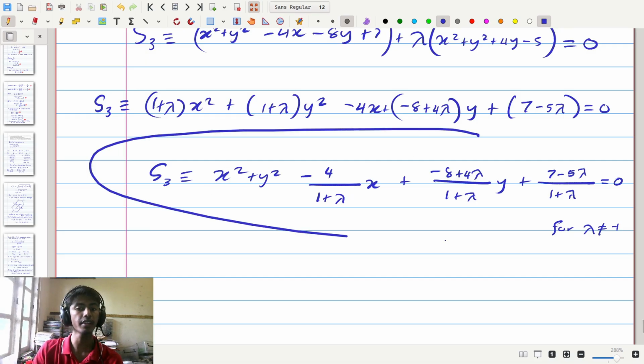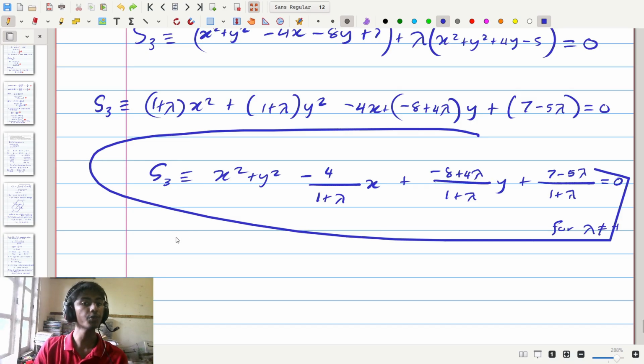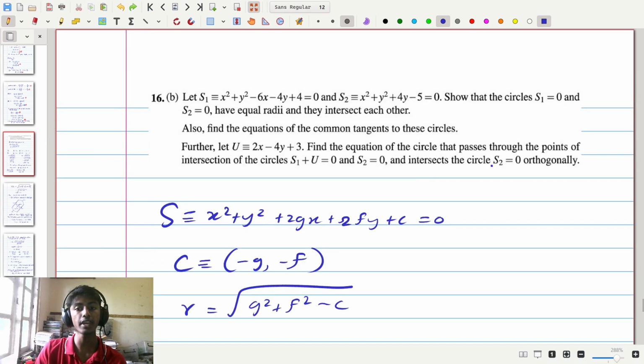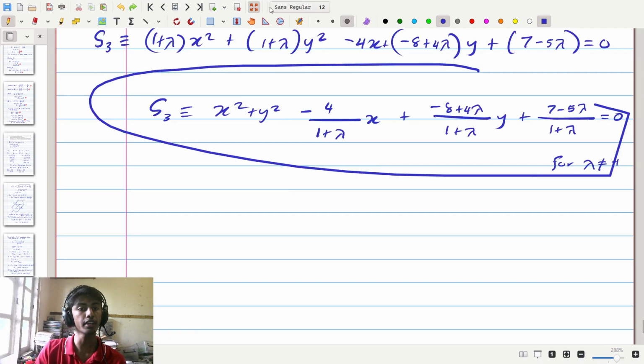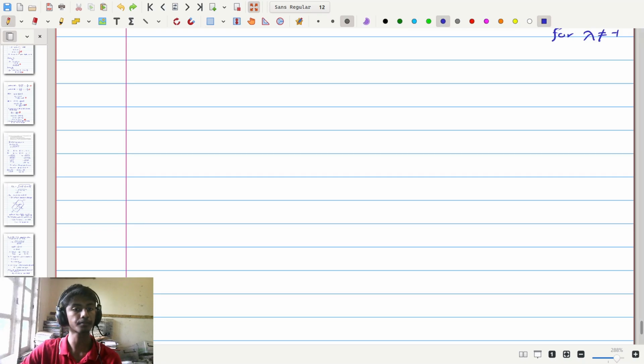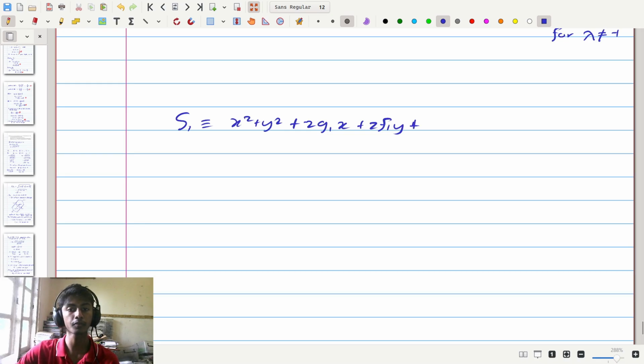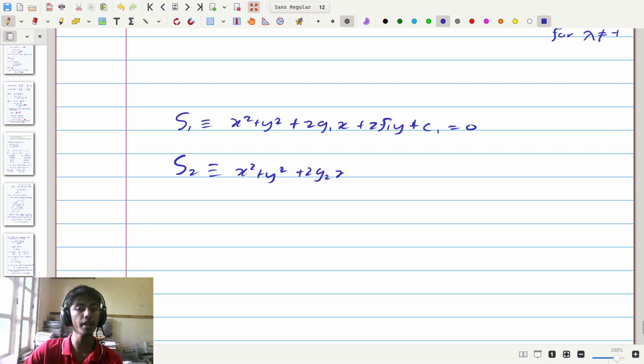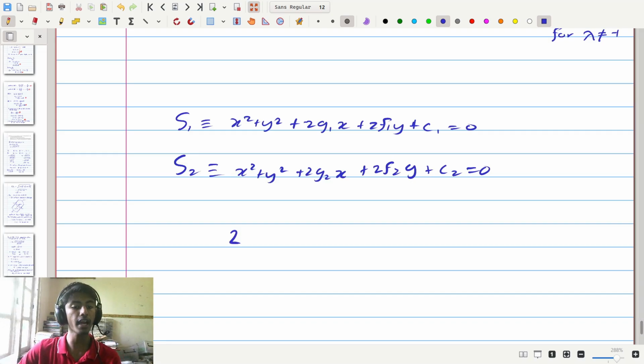Now considering that, we can see when we get this equation, if this thing right here is going to be orthogonal to the other circle, which is S2 equals 0, then we know if we have two circles of the form S1 given by x squared plus y squared plus 2 g1 x plus 2 f1 y plus c1 equals 0, and another circle in the form S2 given by x squared plus y squared plus 2 g2 x plus 2 f2 y plus c2 equals 0, then if these two circles are orthogonally intersecting, then we must have 2 g1 g2 plus 2 f1 f2 being equal to c1 plus c2.